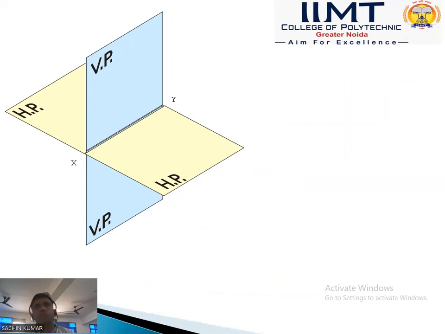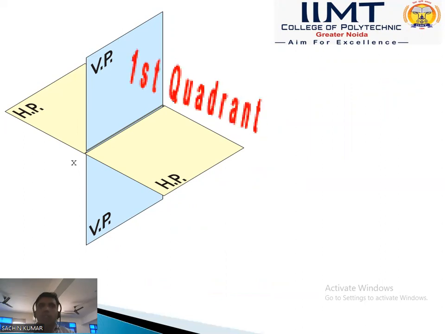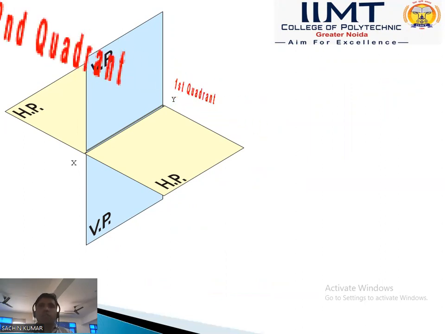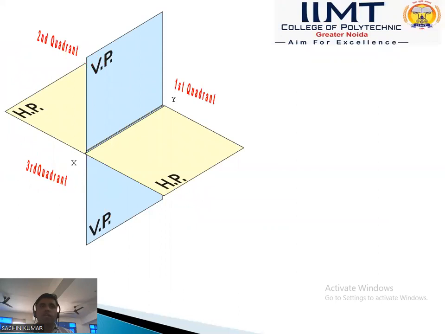This 3D diagram shows how to draw in the drawing sheet. We will discuss it one by one. That is the first quadrant system, and there is a second quadrant, third quadrant, and fourth quadrant. In the first quadrant, the object lies above the HP and in front of the VP.